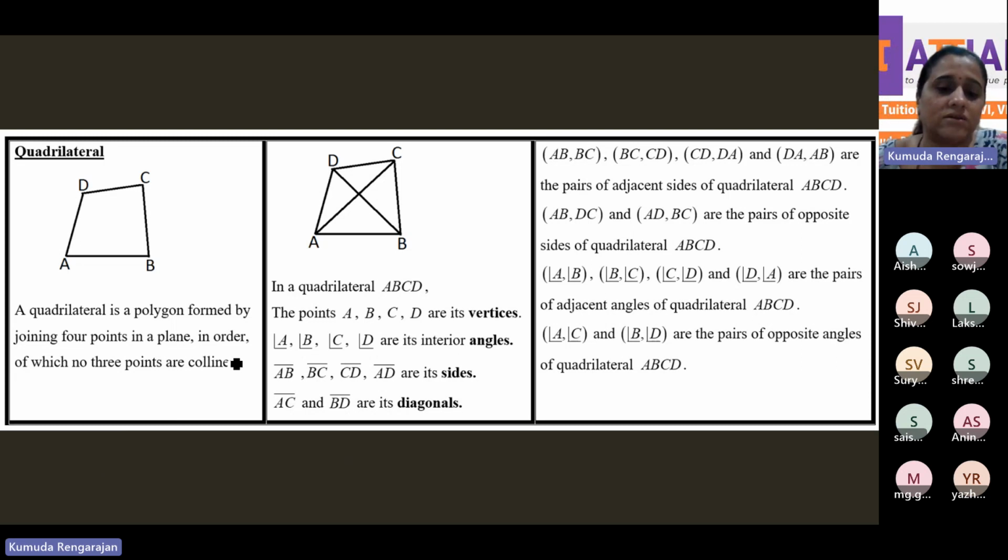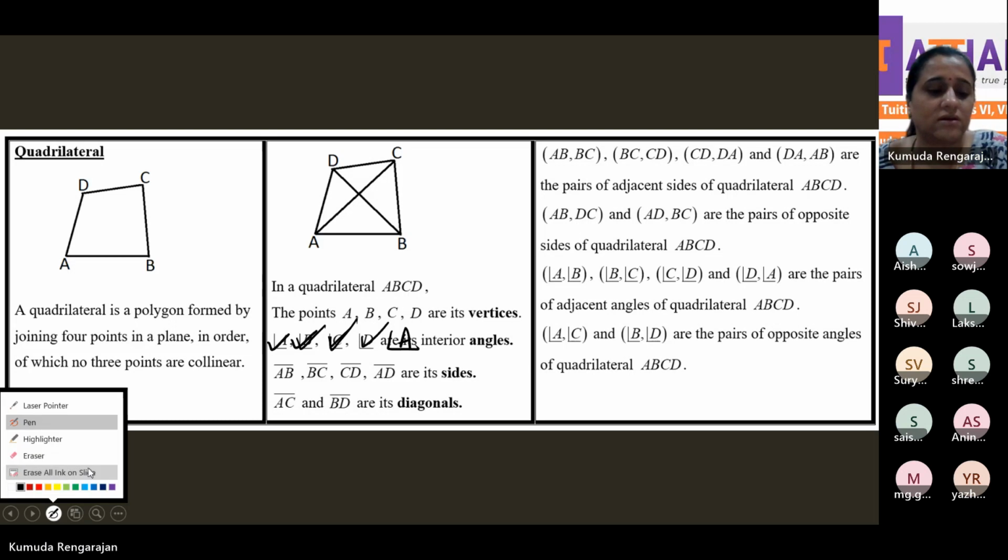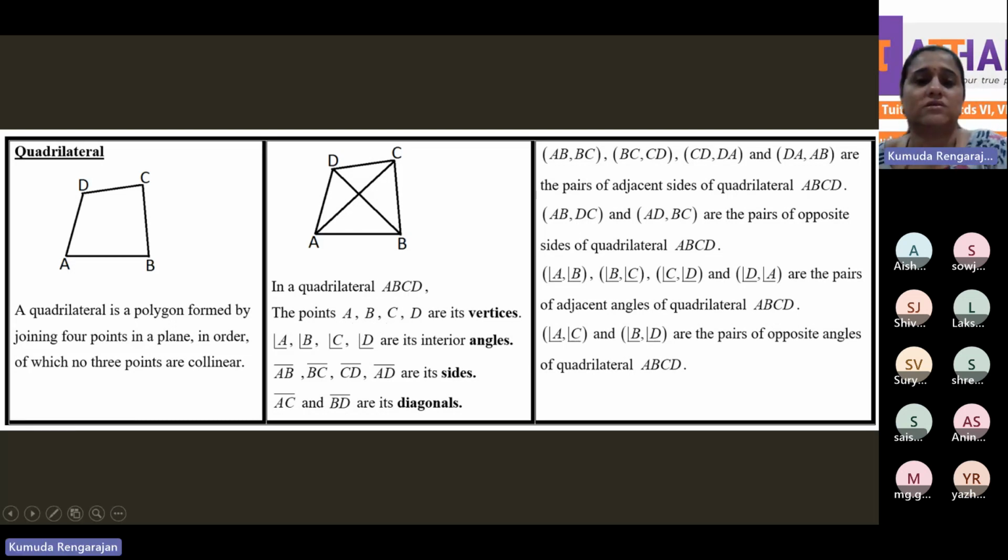Again, angles. Angle A and angle B are adjacent angles. Angle B and angle C, adjacent angles. Angle C and angle D, adjacent angles. Angle D and angle A, adjacent angles, that lie next to one another. An angle just next to an angle.